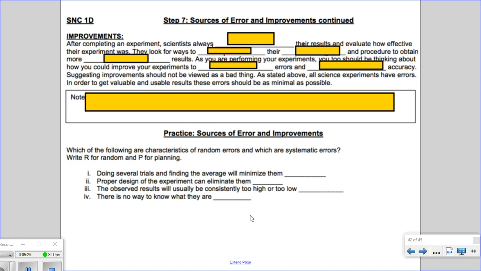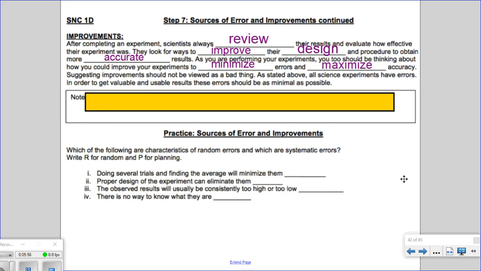There are also improvements that can be made, and you should always be looking for improvements in how an experiment can be conducted. After completing an experiment, scientists always review their results and evaluate how effective their experiment was. They look for ways to improve their design and procedure to obtain more accurate results. As you are performing your experiments, you too should be thinking about how you could improve them to minimize errors and maximize accuracy. Suggesting improvement should not be viewed as a bad thing.